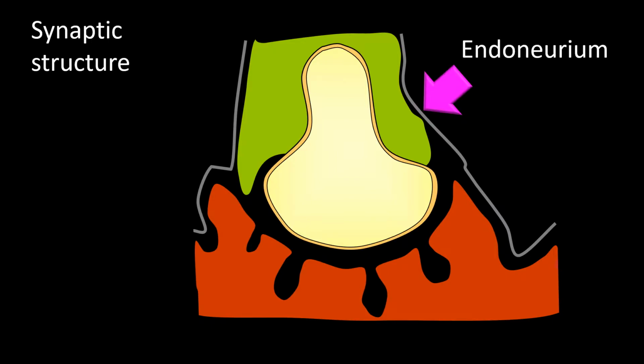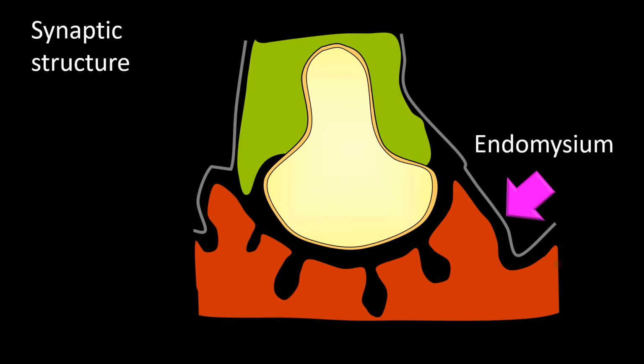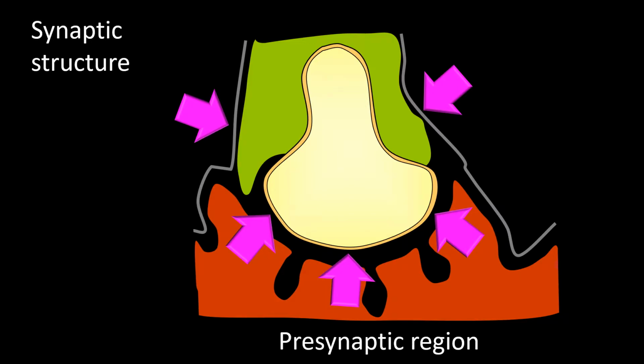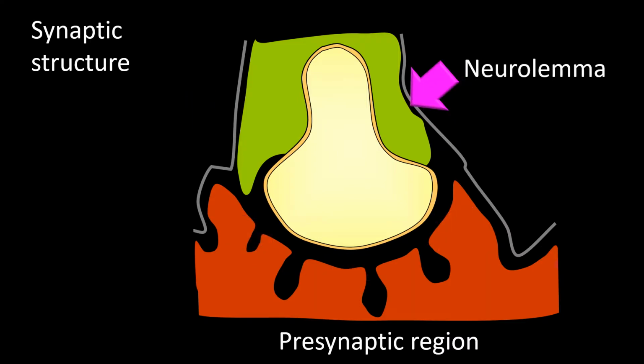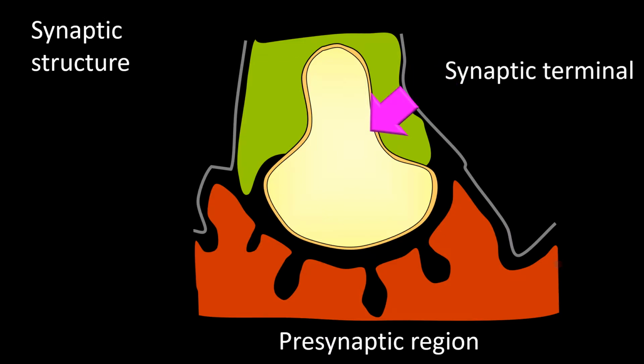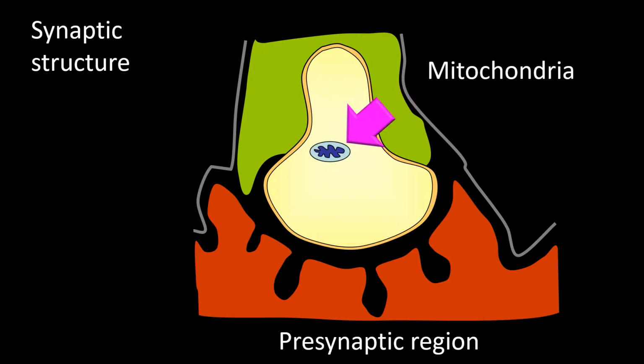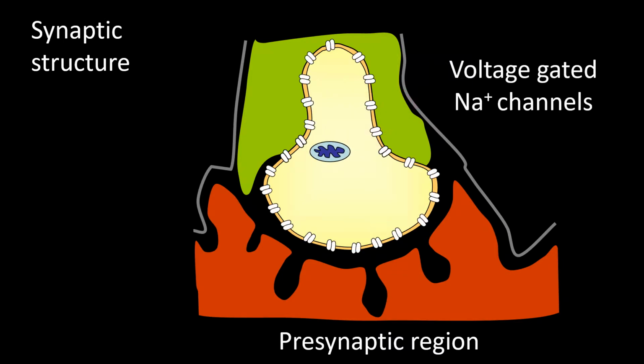This is the endoneurium that continues with the endomysium. The arrows are pointing to the presynaptic region. Now the arrow is pointing to the neurolemma or plasma membrane of the Schwann cell. Now the arrow is pointing to the synaptic terminal. In it we find mitochondria, voltage-gated sodium channels, and voltage-gated potassium channels in the membrane.